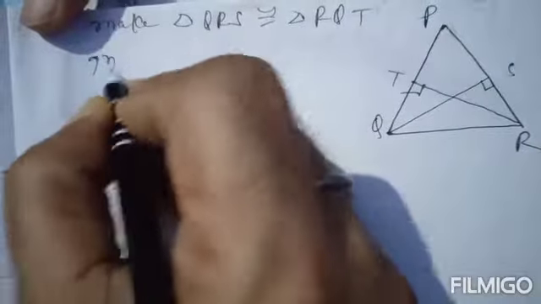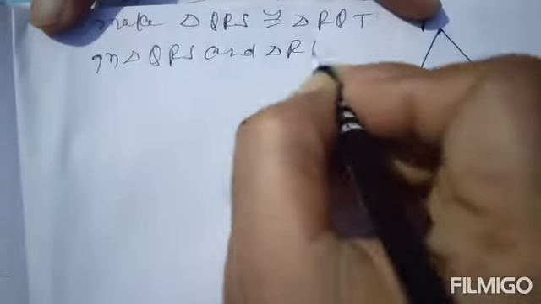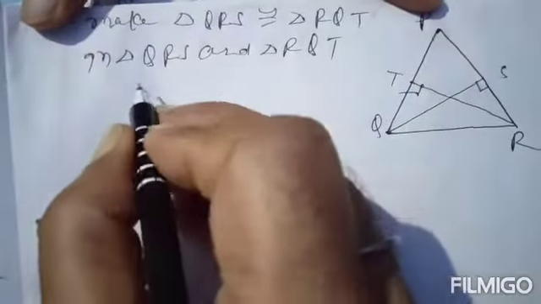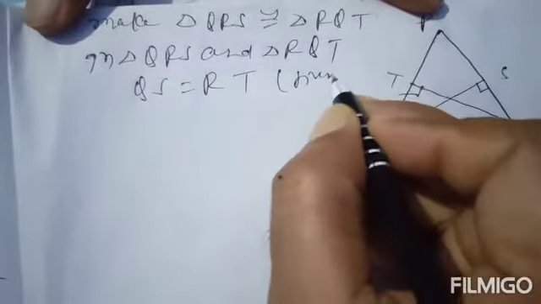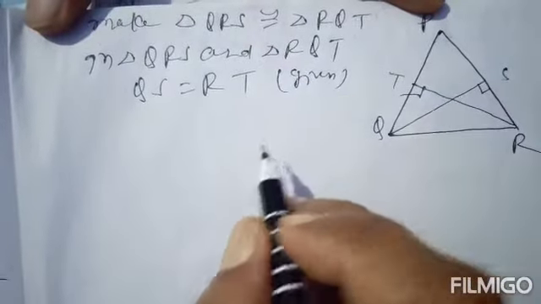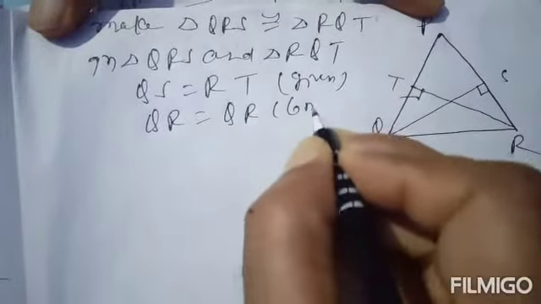So in triangle QRS and triangle RQT, QS is equal to RT, given. QR is equal to QR, common.